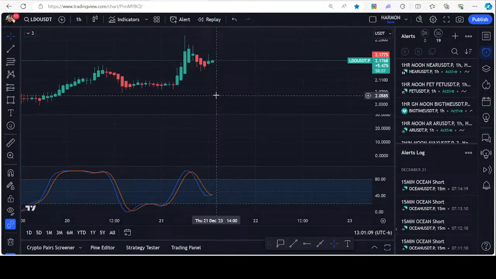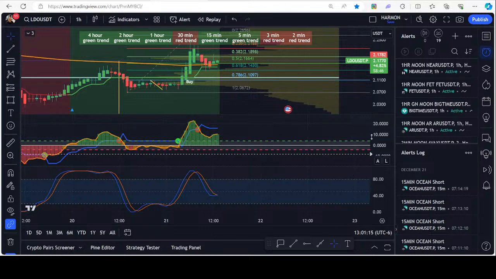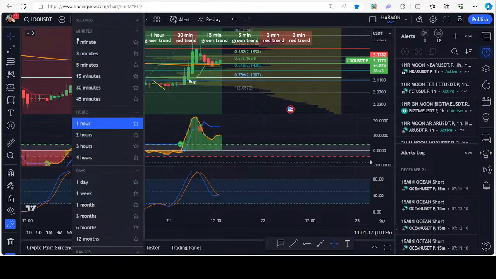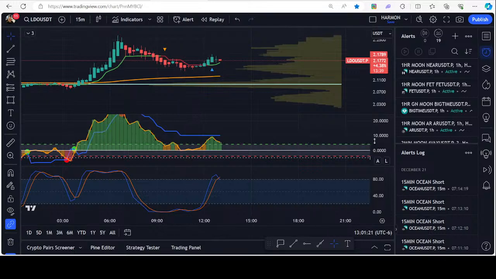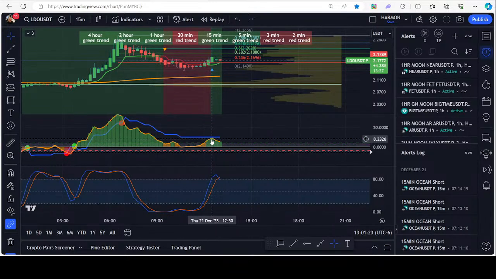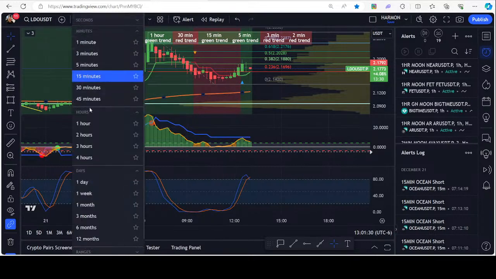So LDO, what do you got? Okay, yeah, you got your 1 hour pushing up. You still need your 1 hour green moon, so you got a little bit of time here. You have a 15-minute. Yeah, so you see how that rejected your 15-minute right there? That's going to have a little bit of space there, but I'd give it a little bit of time.